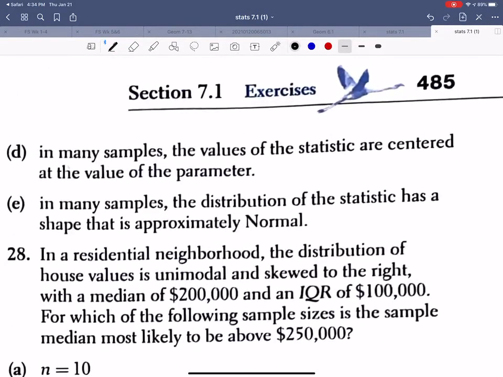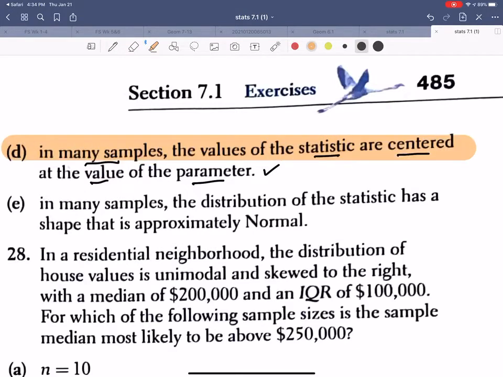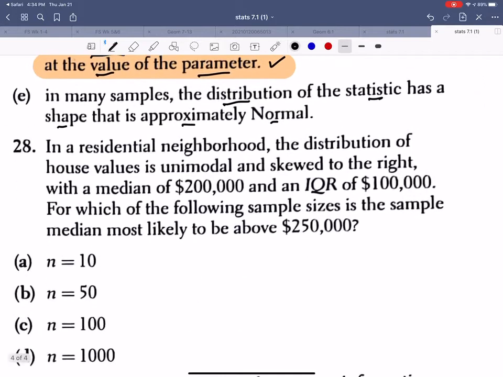In many samples, the value of the statistics are centered at the value of the parameter. Okay, so that's exactly what happened. So I'm going to pick that one as my answer. I do want to eliminate E though: in many samples, the distribution of the statistic has the shape approximately normal. Okay, so no, that's not what we're looking at here. Okay. Next question, number 28.